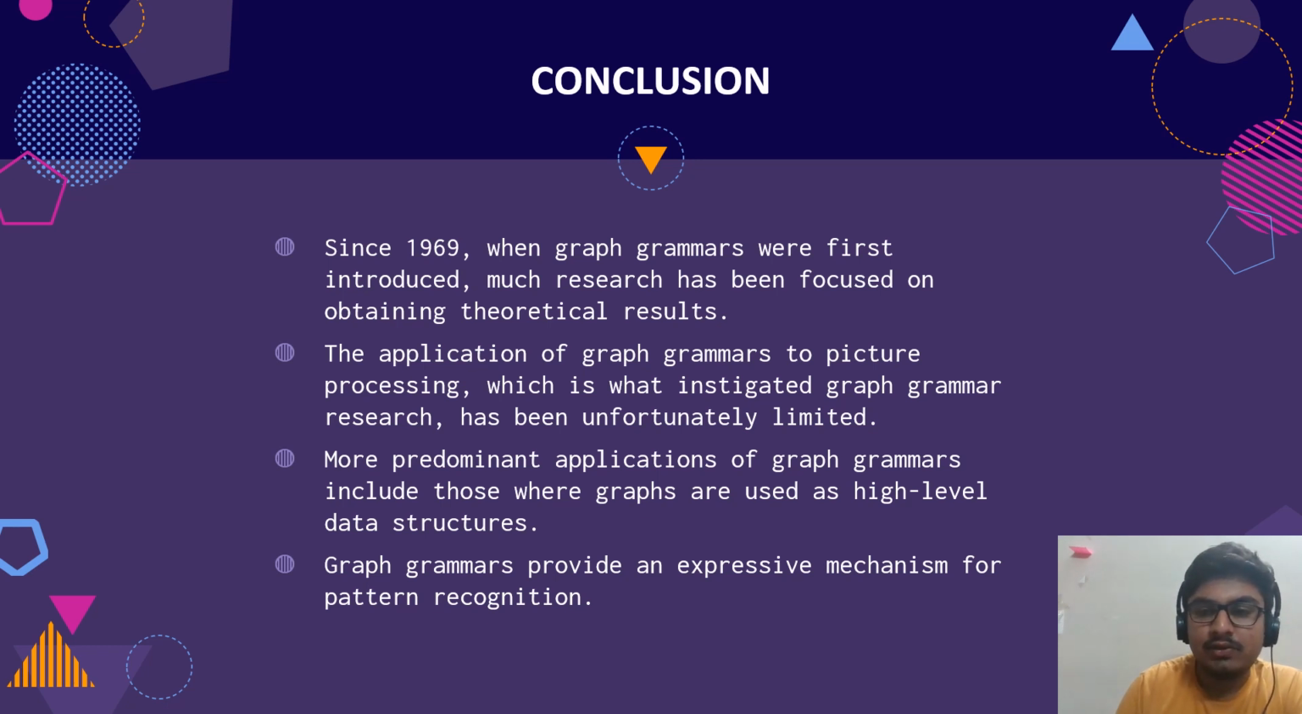Now we move on to the conclusion of our topic. Since 1969, when graph grammars were first introduced, much research has been focused on obtaining theoretical results. The application of graph grammar to picture processing, which is what originally inspired graph grammar research, has been unfortunately limited. More predominant applications of graph grammars include those where graphs are used as a high-level data structure. Graph grammar provides an expressive mechanism for pattern recognition.